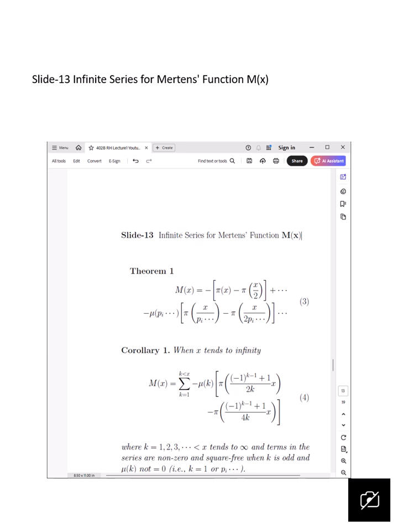It is easy to prove that equations 3 and 4 are equivalent. Note that in equation 4, when k is even, the terms are 0 because the numerator of the fractions becomes -1 plus 1, which equals 0. Also, if k is not square-free, mu of k equals 0. So this leaves us with only odd square-free divisors arranged from smallest to largest, as in equation 3.